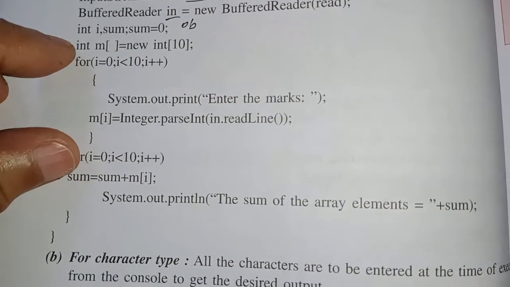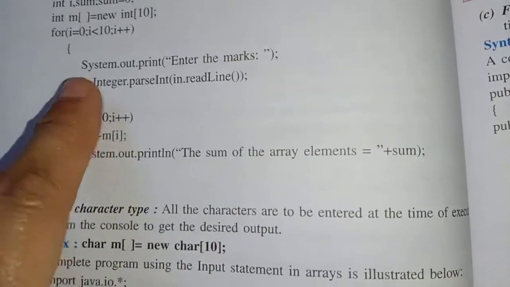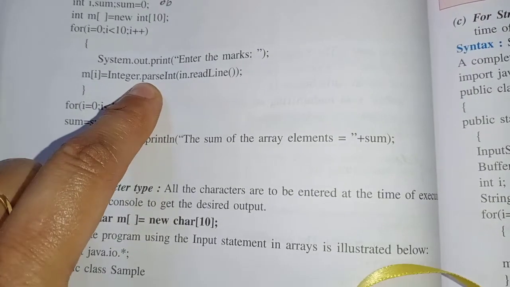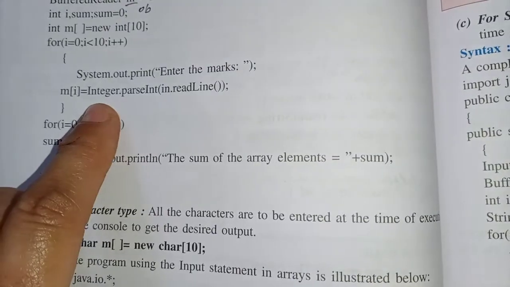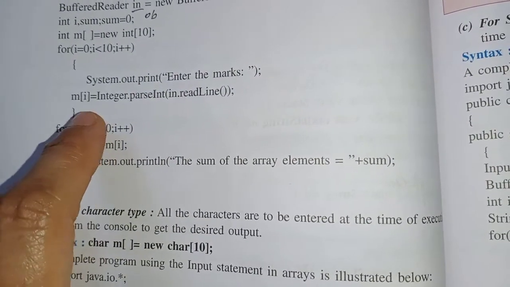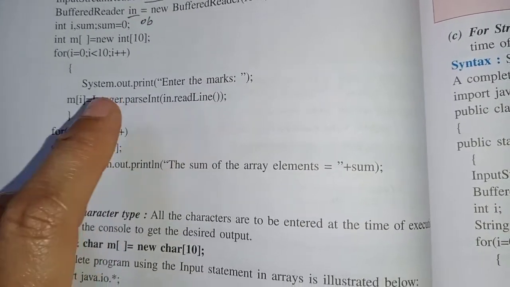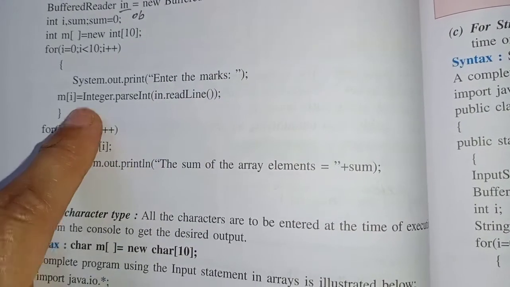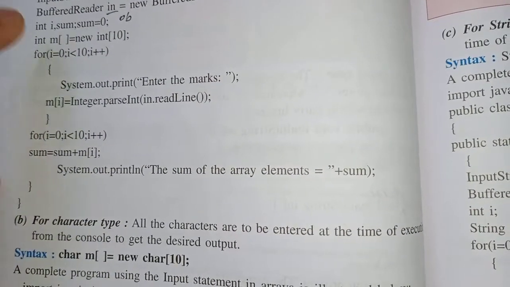In this first for loop, we will first accept the values one by one. First enter the marks. m[i] is equal to Integer.parseInt(in.readLine()). You are already familiar with this method. Integer.parseInt is for integer numbers. If float type, then Float.parseFloat. If double, then Double.parseDouble(in.readLine()). Okay, you all are familiar with this method. And close the curly bracket.